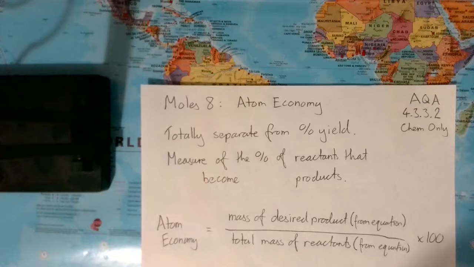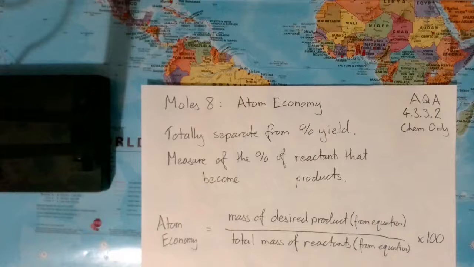Hello, this is Mole's video 8, Atom Economy, and it's AQA specification 4.3.3.2, and it's for chemistry only, so not for combined science, although it can be in higher or foundation. Okay, this is one that gets mixed up with percentage yield quite frequently, because it's essentially a percentage that you're calculating, so you need to be aware that it is totally separate from percentage yield.